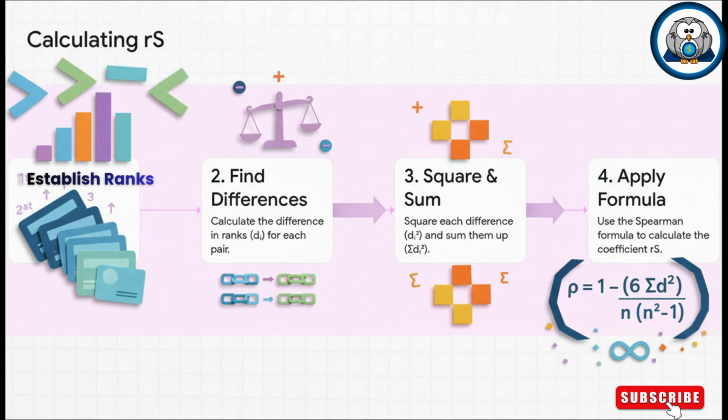You rank everything for variable 1, you rank everything for variable 2, you find the difference in the ranks for each data point, and then you plug all those differences into the final formula to get your answer.